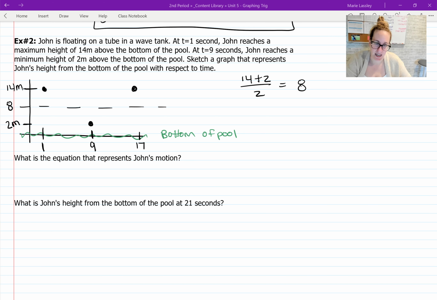Yes, I was just double checking. It didn't seem right for a sec. I don't know why. All right, so that's our midline.